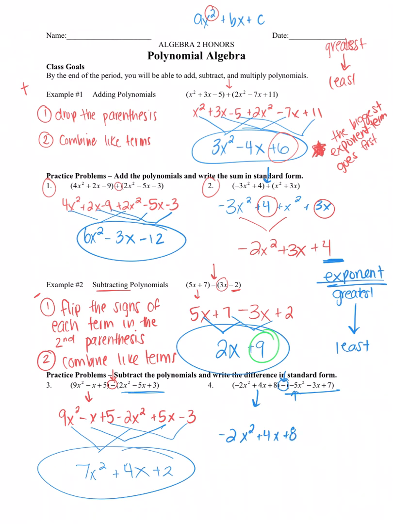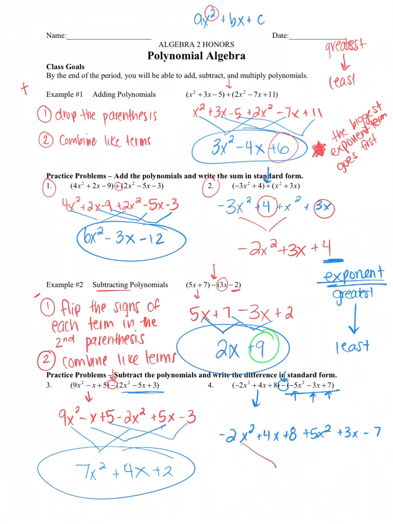Now, I have a negative 5x squared, so now I'm going to have a positive 5x squared. I have a negative 3x, so now I have a positive 3x. I have a positive 7, so now I have a negative 7. Okay? And then we're just going to combine our like terms.